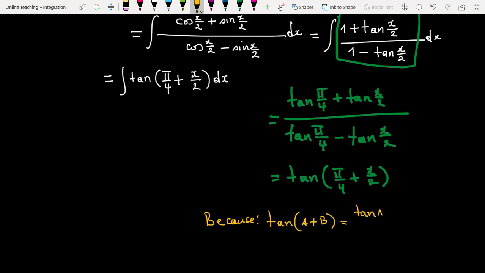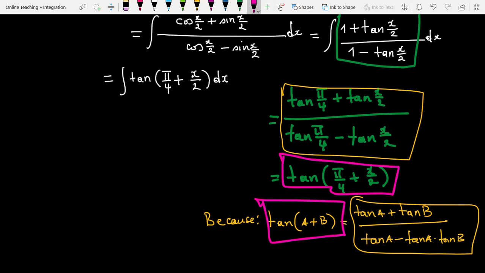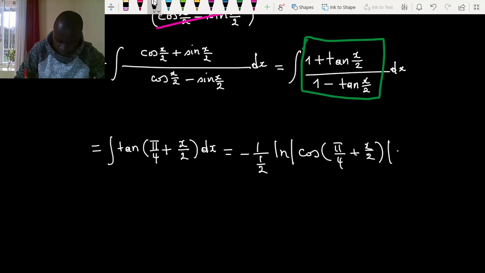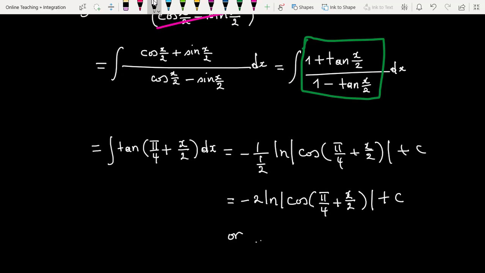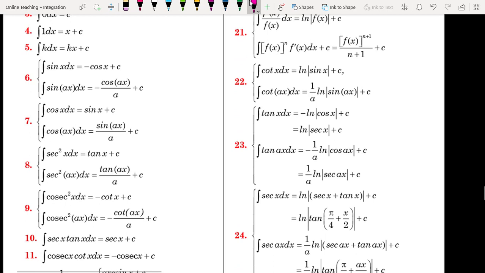I rewrite here the sum identity. Remember, tan a plus b equals that expression. This is the answer, the required answer. I used the standard integrals from the table.